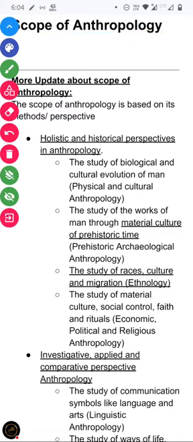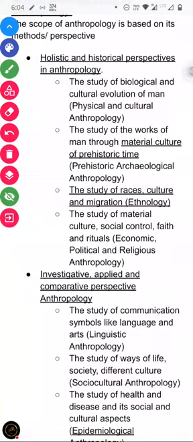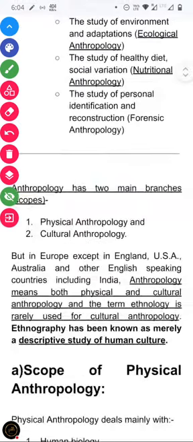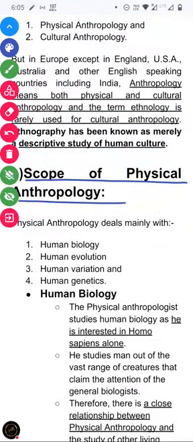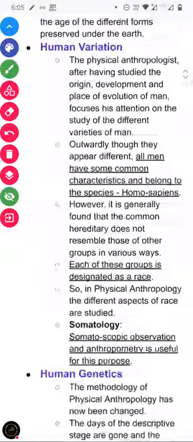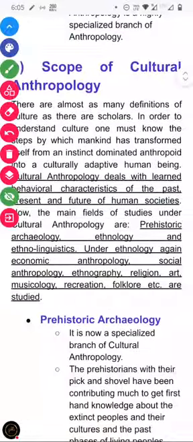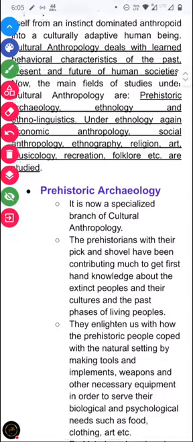This is the update of the scope of anthropology, which was updated in the last week. Such a PDF will be updated every week and every month, so you can purchase this and read more thoroughly. So this is the scope, and here you can see the scope of anthropology in terms of physical and cultural anthropology.